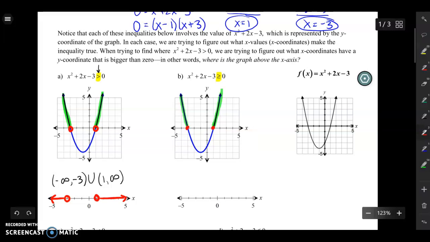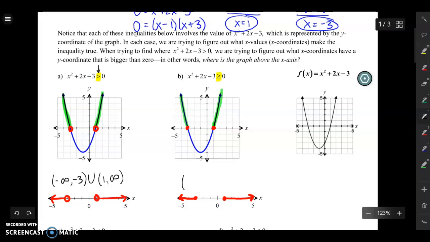So it means I'm also going to include those x-intercepts. If I jump down to my number line down here, it's going to look pretty much exactly the same as the number line I just did, except now my circles are going to be closed circles.